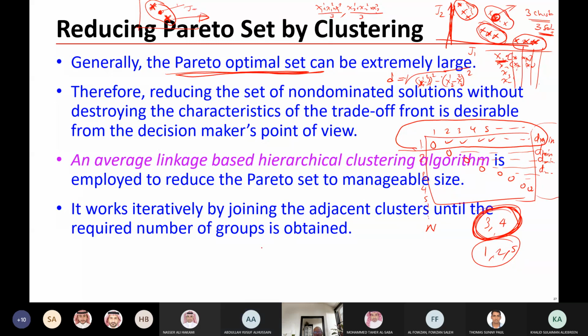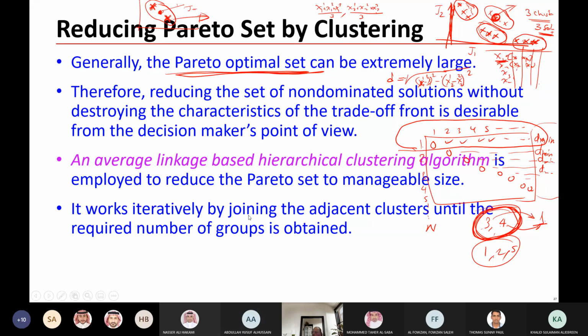Okay, so we will discuss it in the next slide. Of course, if you have here 3 and 4, and you have, for example, 1, you can get the distance 3, 1, and 4, 1, and you can get the average between 3, 1 and 4, 1. So you can get the average distance between this cluster and 1. This is the distance between 1 and the cluster. Okay.